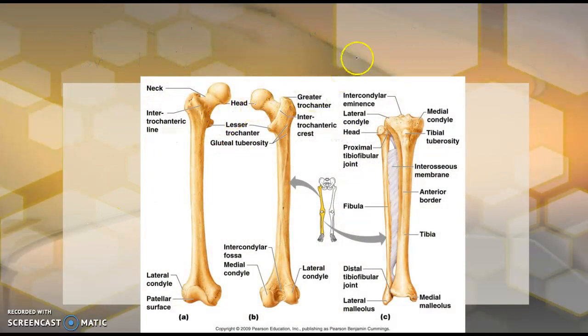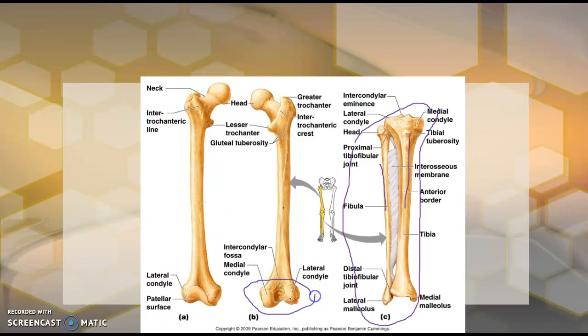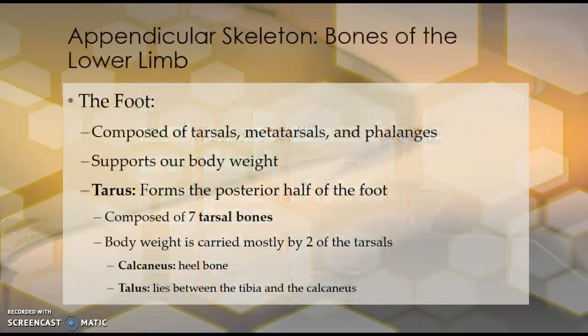Okay, so this is the tib and the fib here. All right, you'll see the tibia is your shin bone, and then the fibula over here is more thin and stick-like, and here is where we get the knee joint.